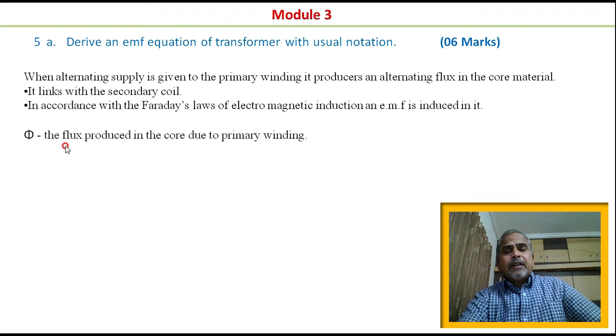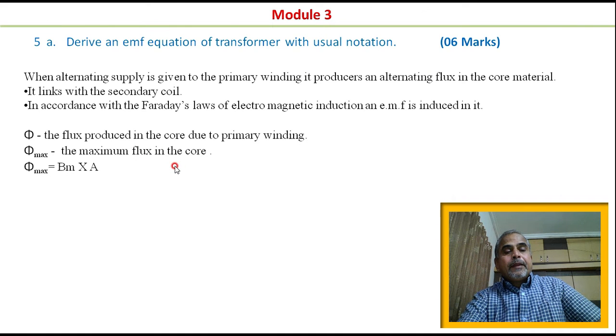The first one is phi, that is the flux produced in the core due to the primary winding. It is alternating in nature, given by phi max sine omega t. Phi max is the maximum flux in the core. If you want to express phi max in terms of flux density and the cross-sectional area of the core, that is Bm into A. In other words, the flux density is equal to the flux divided by cross-sectional area, otherwise the flux is equal to the flux density multiplied by the cross-sectional area, where Bm is the maximum flux density in the core.